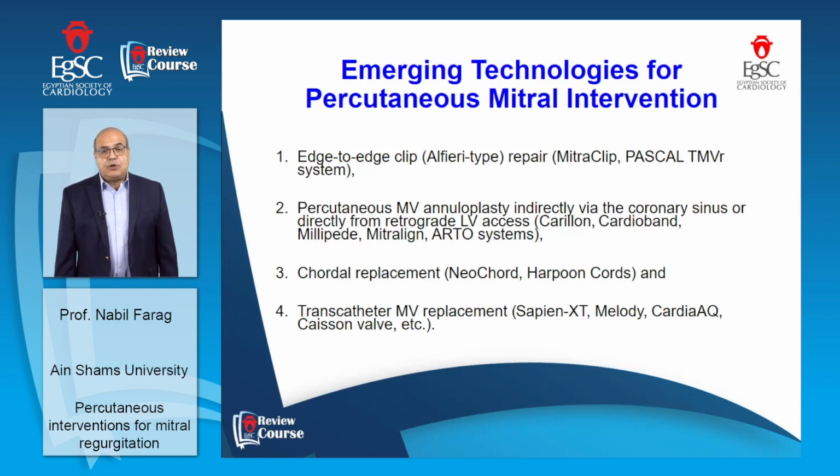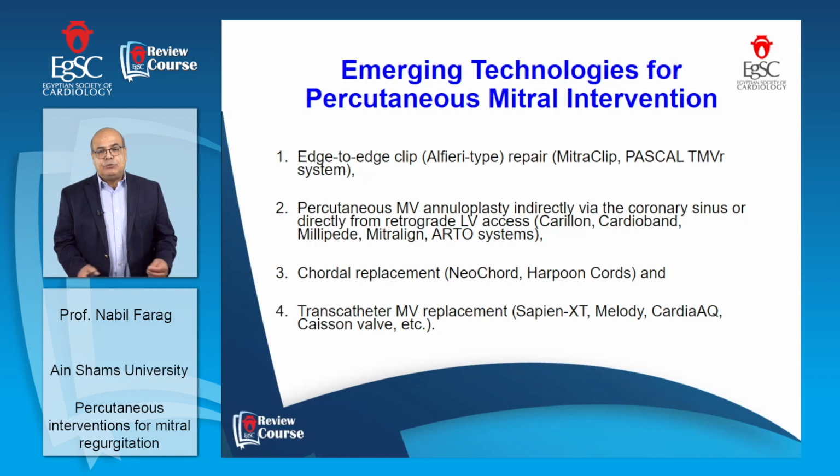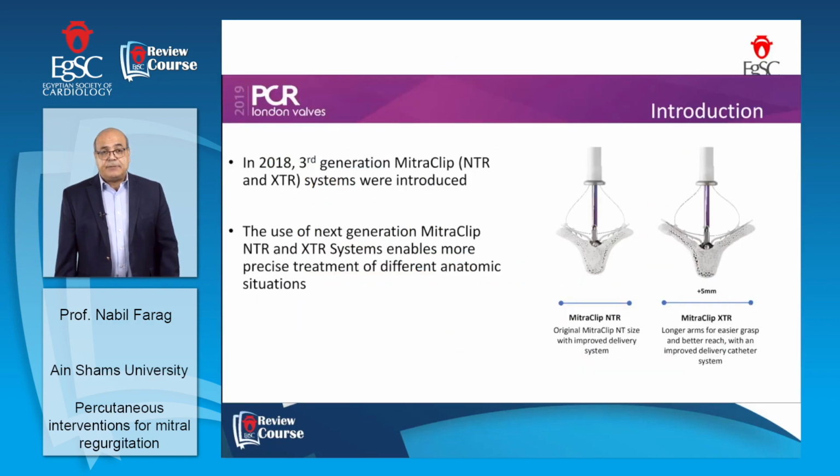The second emerging technology is percutaneous mitral valve annuloplasty, either indirectly via the coronary sinus or directly from a retrograde left ventricular approach, through the aorta to the left ventricle, to do this annuloplasty. Third is chordal replacement, but chordal replacement should be done through some surgical intervention. And the fourth, which I will go through, is transcatheter mitral valve replacement using the Sapien XT or the Cardiac or Caisson valve. All of these valves can be used for transcatheter mitral valve replacement.